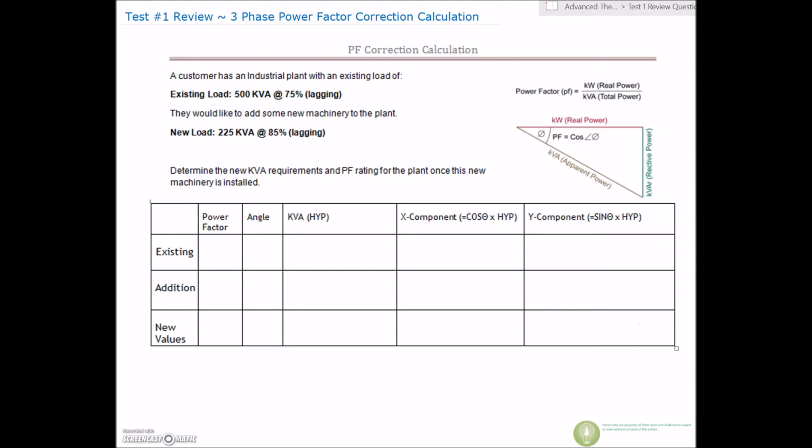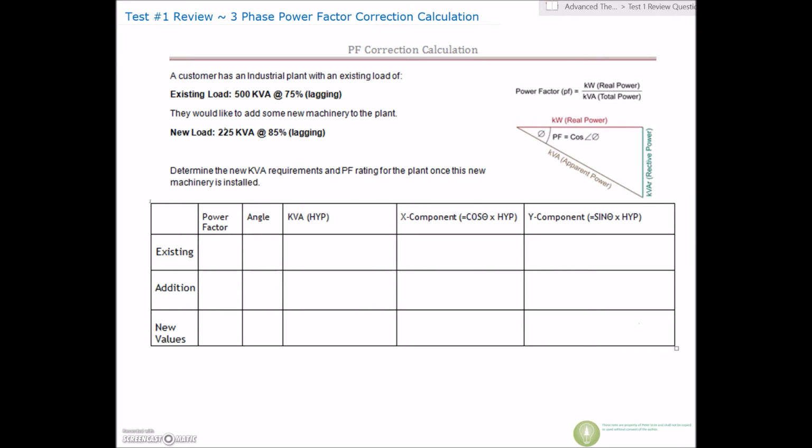So we want to determine the new kVA requirements and the power factor rating for the plant once this new machinery is installed. We could just add these up and be above, but we really want to see where the power factor lands. Obviously the power factor is going to be between 75 and 85%. The total kVA is going to be very close to if we just added these up, so we'll be very close to 725. But we'll need to find the total wattage and total kVA in order to find our new power factor. That way we can size our capacitors on the next page.